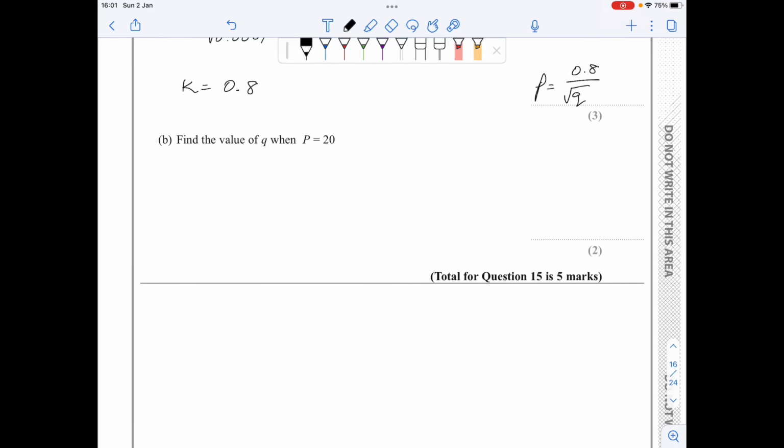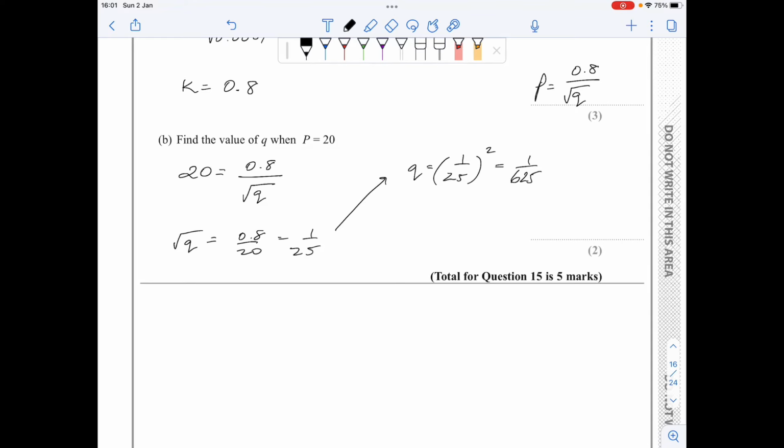In part B, we are given a value of P. We need to find the value of Q. So 20 equals 0.8 over the square root of Q. If I cross multiply, square root of Q comes out to be 0.8 over 20, which is 1 over 25. Let's continue here. Q is 1 over 25 squared, and the answer is 1 over 625, or 0.0016. Any of the two will get you the marks.